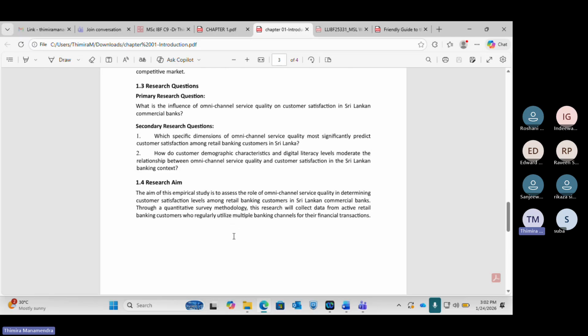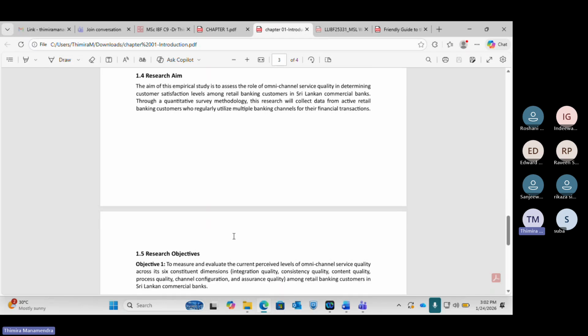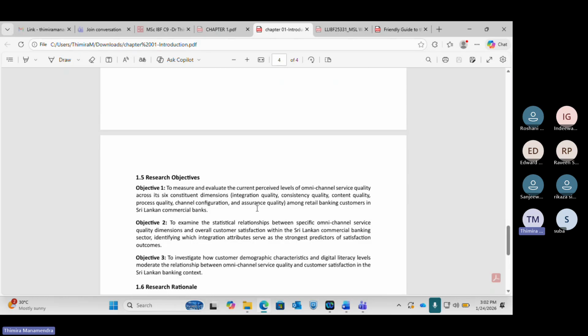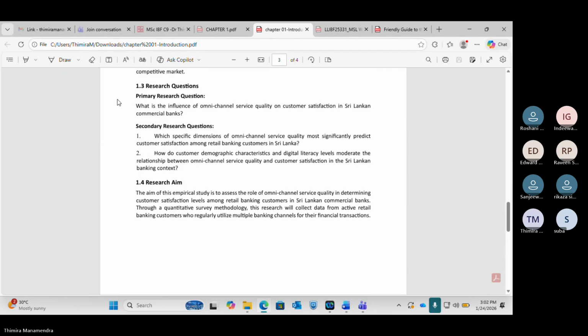Okay, I understand that. The aim you have also scrutinized. Then the question: this is a bit of a, what can I say, we need a little bit of a correction here. What is the influence of omnichannel service quality on customer satisfaction in Sri Lankan commercial banks? What you need to do is convert this into an objective: to assess the influence of omnichannel service quality on customer satisfaction in Sri Lankan commercial banks. Okay, sir. Something like that.